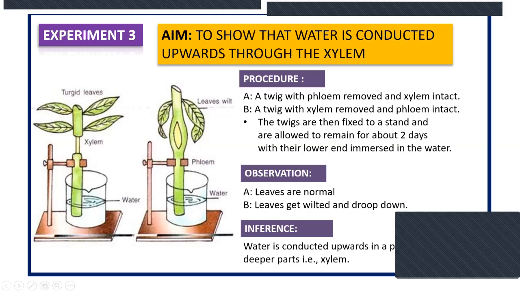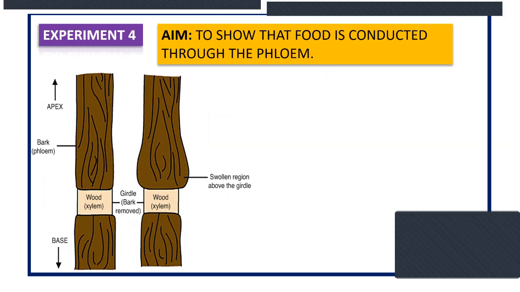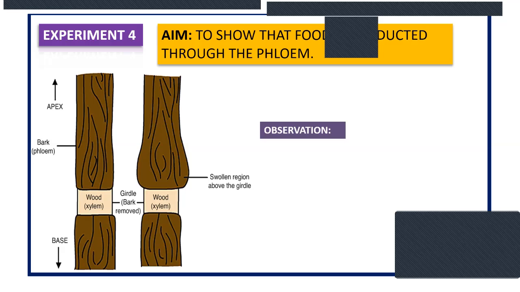Now, the next experiment is to show that food is conducted through the phloem. A similar girdling process is done. What is girdling? Girdling is simply the removal of phloem or the bark of the tree by keeping the xylem intact. For this experiment, we have taken a woody plant. In this woody plant, we have removed the phloem, which is towards the outer side, the periphery, and kept its xylem intact.